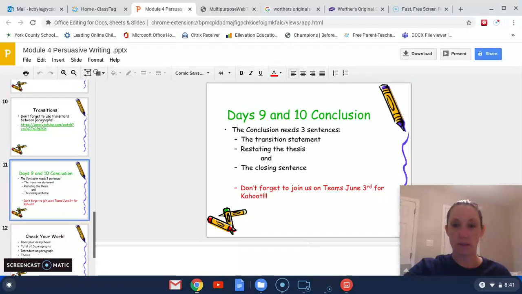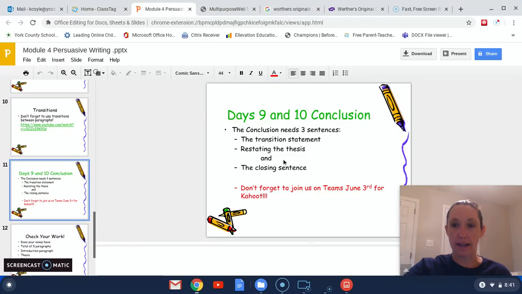Restate the thesis. What does that mean? Well, that means that we are going to write the same thing we did in our thesis, but we're going to change how we write it just a teeny bit. You're going to write it again. It's not a copy and paste deal. You're rewriting it a little different.